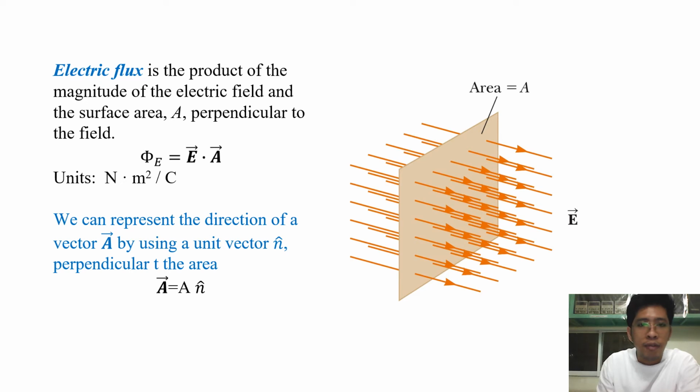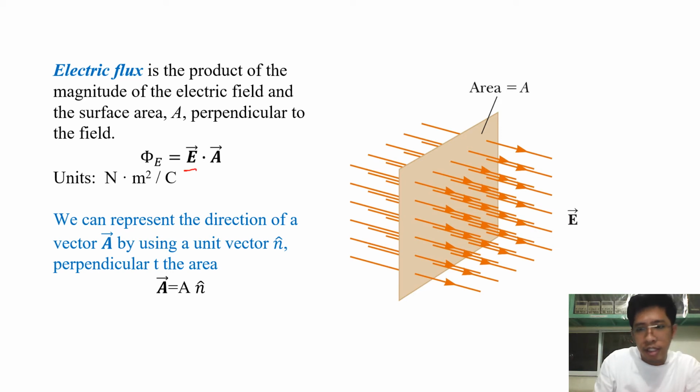So here you have your vector E, your electric field, and then your vector A, the vector for your surface area. Again, your flux is just the number of electric field lines passing through a surface. Without the surface there is no such thing as a flux, but just your electric field lines. We can represent the direction of your vector A by using the unit vector n hat that is perpendicular to the area.